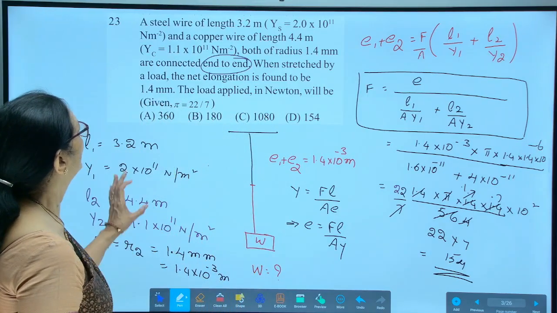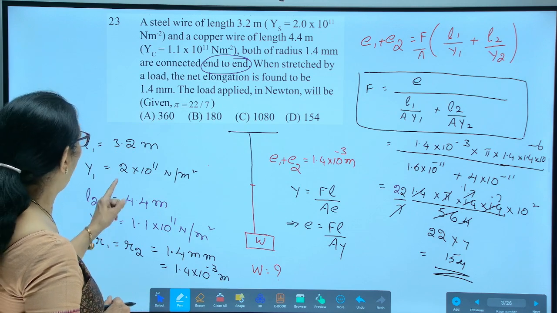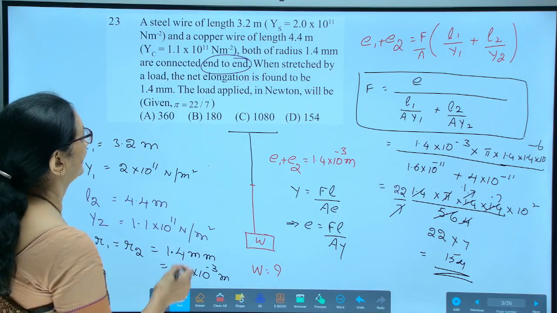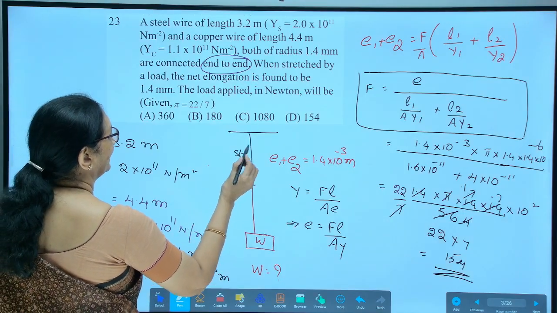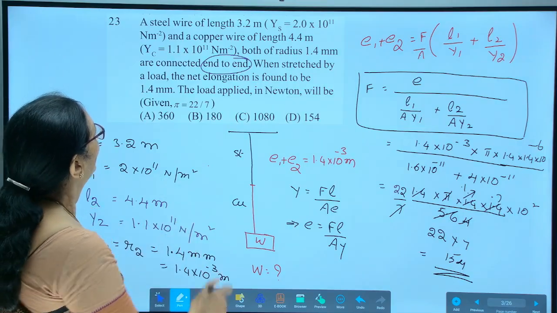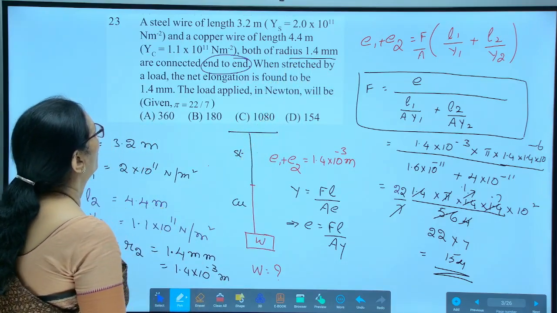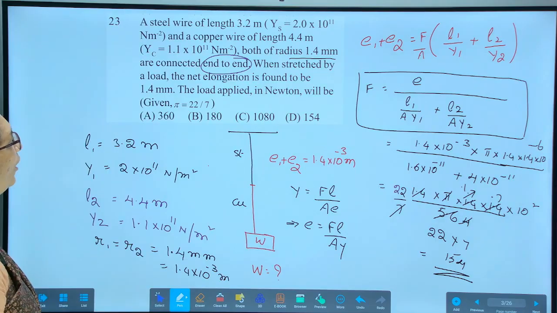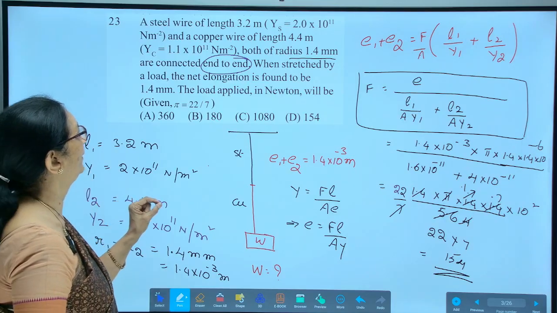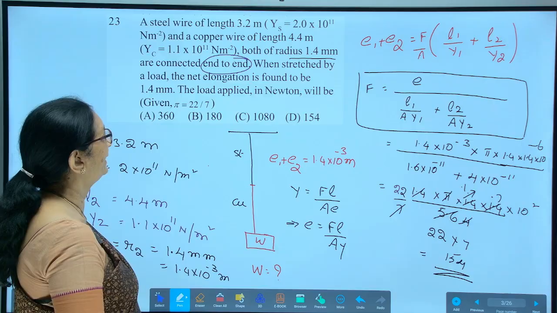Look here. A steel wire of length 3.2 meters, Young's modulus 2 into 10 power 11, and a copper wire. Let this be the steel wire and let this be the copper wire. Both of them have the same radius 1.4 mm, are connected end to end and stretched by a load. The net elongation produced is 1.4 millimeters.